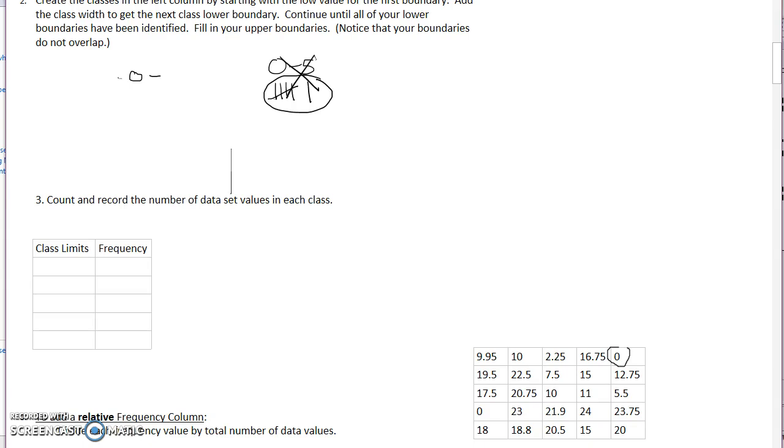So we're actually going to add 5 down. So 0 plus 5 is 5. 5 plus 5 is 10. 10 plus 5 is 15. 15 plus 5 is 20. Okay. So you can see that these are the first numbers in our frequency distribution table.